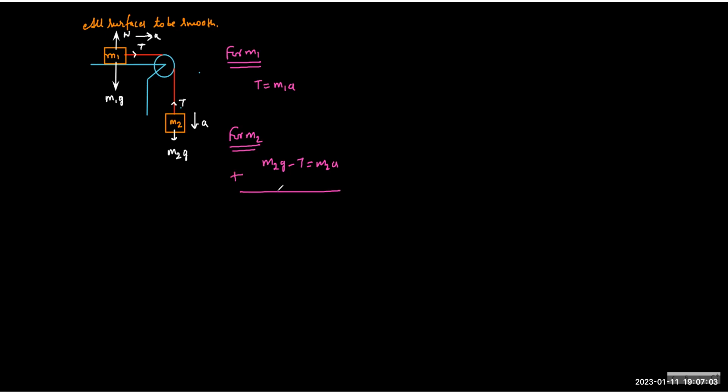So can you solve these two equations to get a? Simply add these two. And once you add, what do you get? m2 g equals, I can take a common. So a is how much, guys? a equals m2 g by (m1 plus m2). So this is not difficult, right?